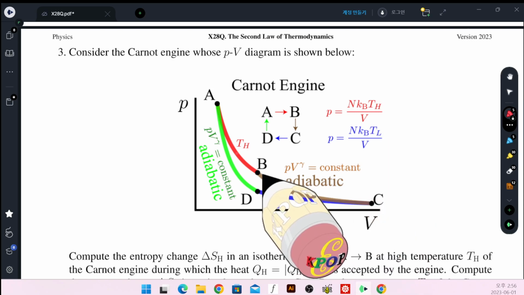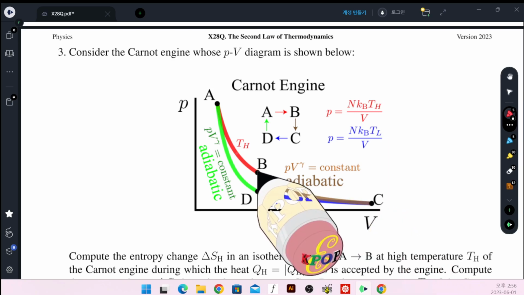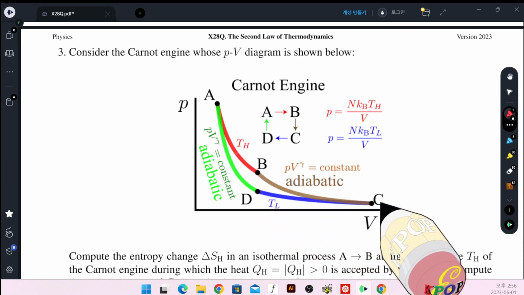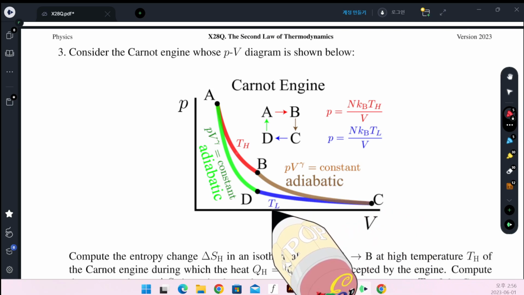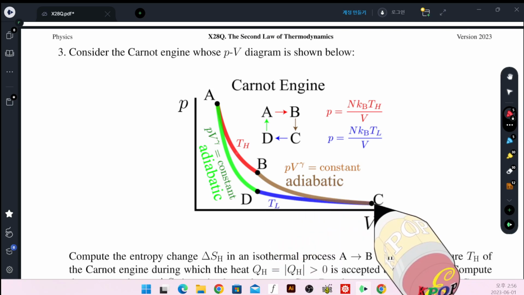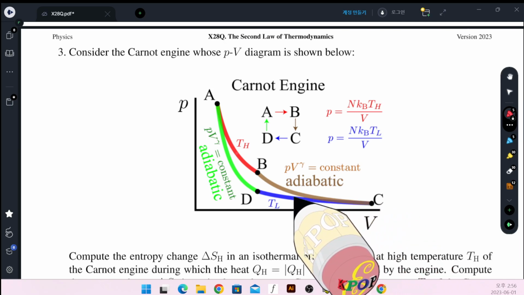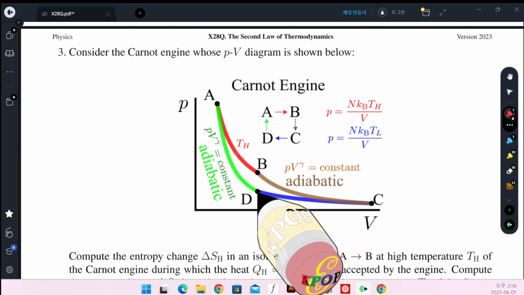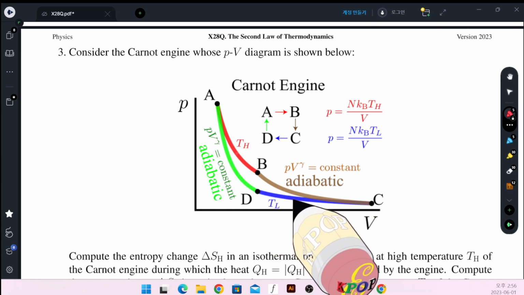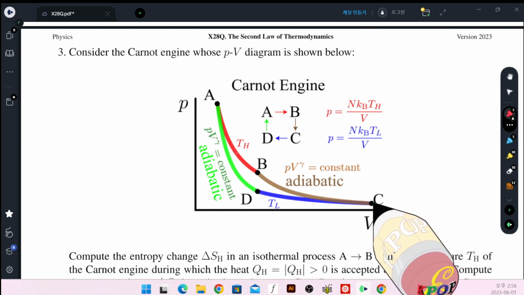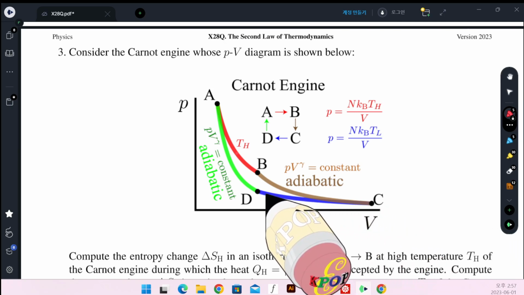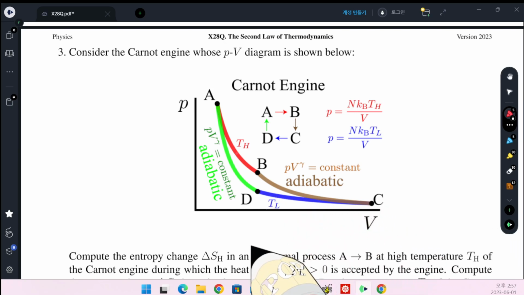So from B to C, its temperature goes down to arrive at the low temperature. And at the low temperature heat reservoir, it shrinks in size, work is done on the system, and it loses heat, and the work done by the system is all negative.